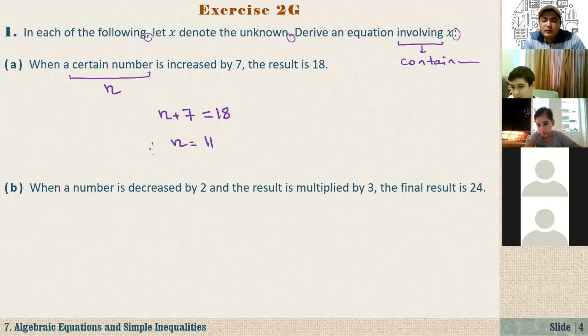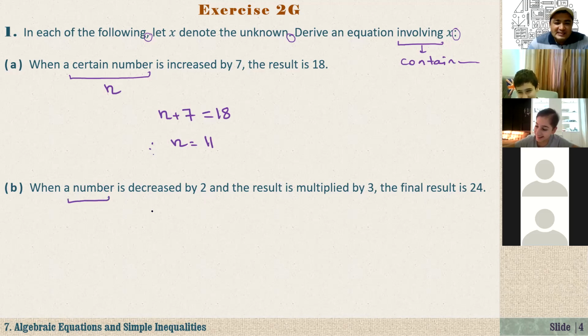Okay. Can you read again now? Let's see if it's really okay or not. When a number is decreased by 2 and the result is multiplied by 3, the final result is 24. Wow, that's cool. I like it. You're a smart boy.